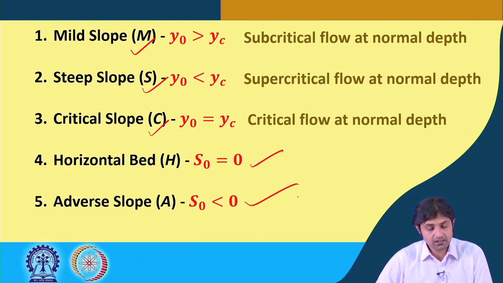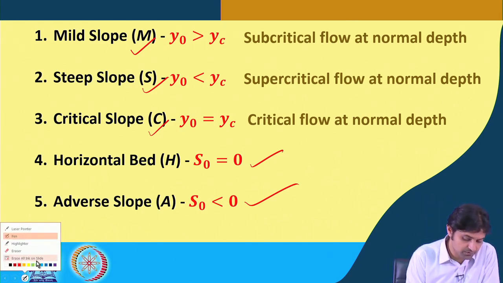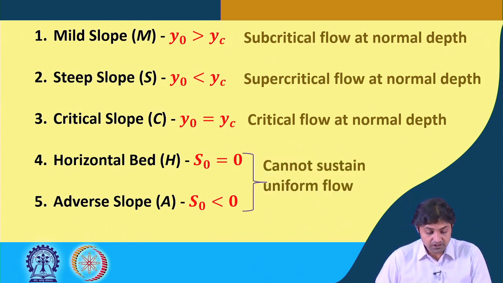The mild is where y naught, the normal depth, is greater than the critical depth. Steep is when the normal depth is less than the critical depth. Horizontal bed is very clear, adverse slope is also very clear, and critical is the easiest one to remember. So, the horizontal bed and adverse slope cannot sustain uniform flow.